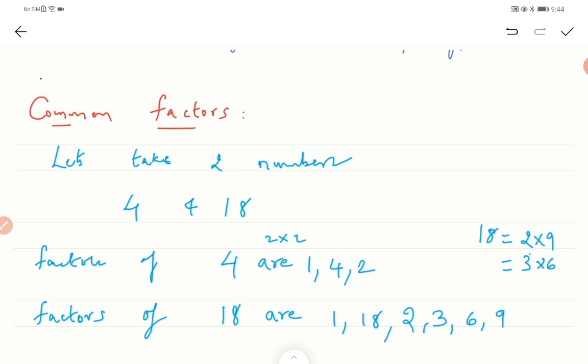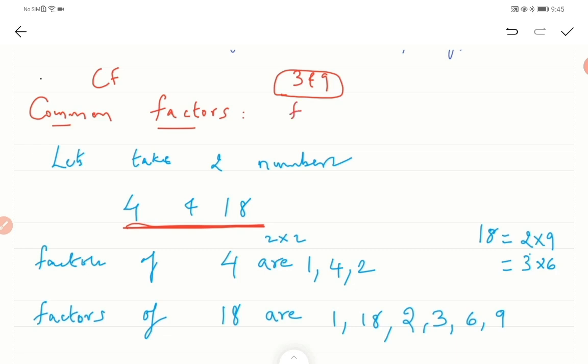Alright, so we were learning about common factors, isn't it? How to take common factors of two numbers. In the last video I took the example of 4 and 18. Let me take today's two numbers, 3 and 9. What are the common factors between 3 and 9?